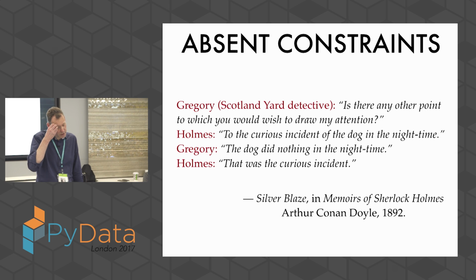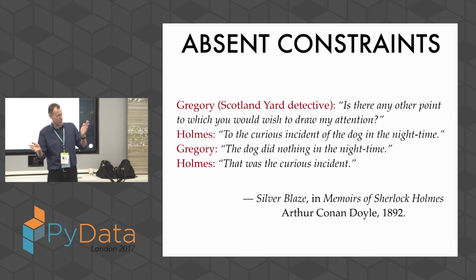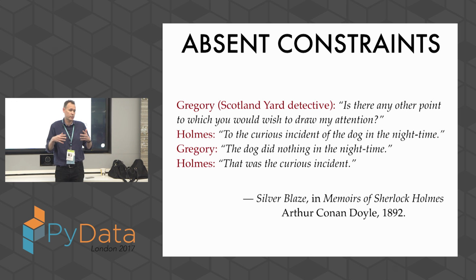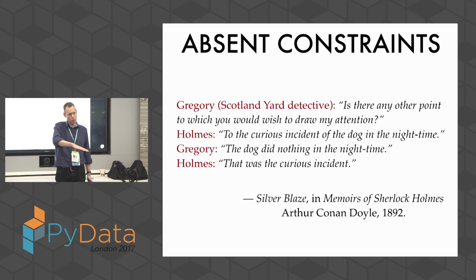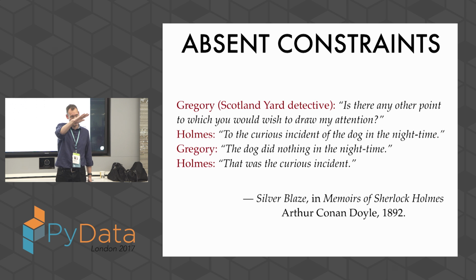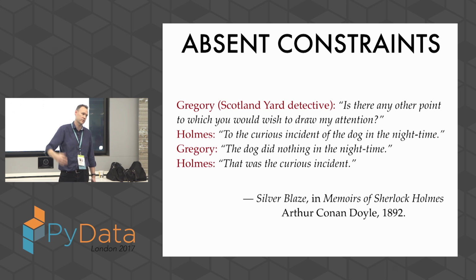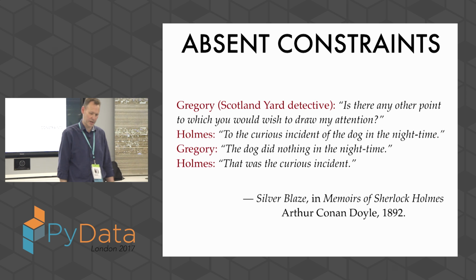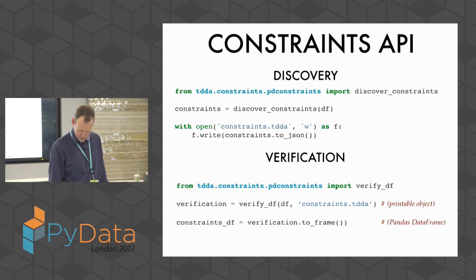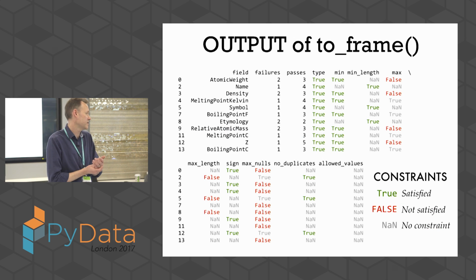Oh, the other thing is when you do a verification, as well as just printing textual output, it can produce a data frame with that verification in it, which has one row for every column and one column for every constraint type, and then they're true if the constraints pass, false if the constraints fail, and none if there was no constraint to be checked for that case, because either it didn't apply or there wasn't a useful thing discovered. And obviously, if you really want to, you can write your own TDDA files by hand. Wouldn't recommend it, but you can.